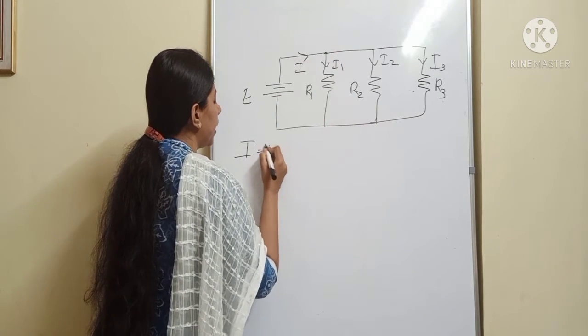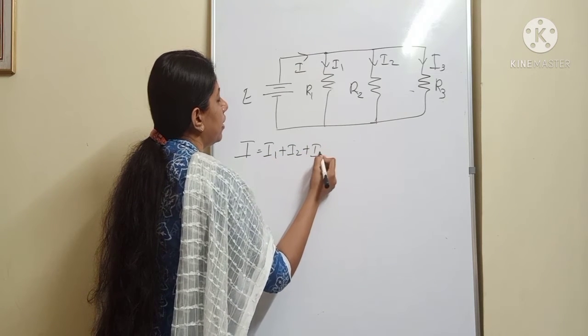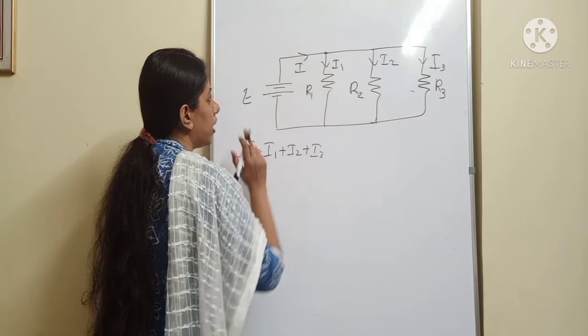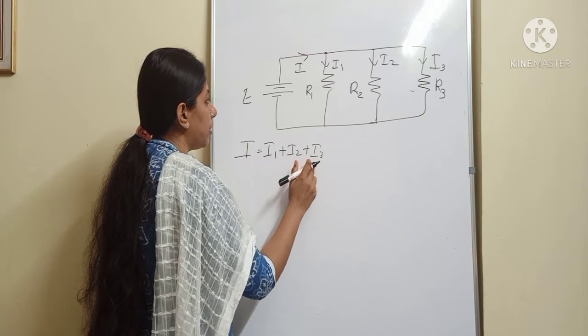So if you apply the KCL at this particular point in this circuit, the value of the total current will be given by I is equal to I1 plus I2 plus I3. The current leaving the particular node will be I1, I2 and I3, and the current entering the node is I. So if you apply the KCL, I is equal to I1 plus I2 plus I3.